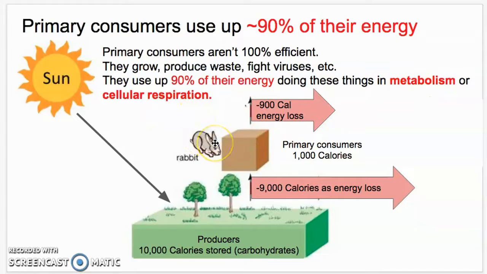So we have the rabbits, and they're worth 1,000 calories, but again, 90% or 900 calories of their energy is going to be lost. So now in terms of how much energy can stay in the ecosystem, we have 1,000 minus 900, and we're only going to have 100 calories left.